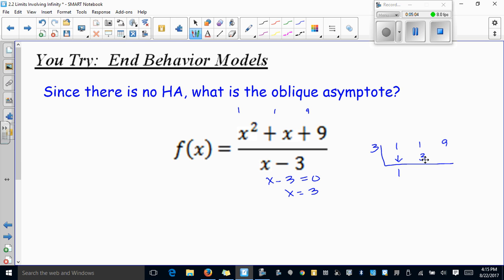But this is the remainder. We don't care about the remainder. We care about the constant and the x. So y equals x plus 4.